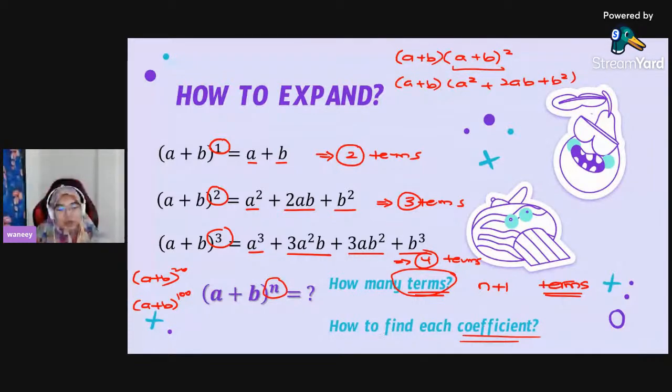Okay, the second thing you should consider when you want to expand: how are you going to find each coefficient? How are we going to get the value of 2 over here, or the value of 3 and 3? It might seem not too obvious. So that is the reason why you have to learn something called the Pascal triangle.